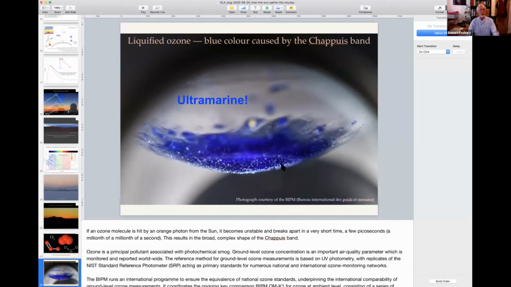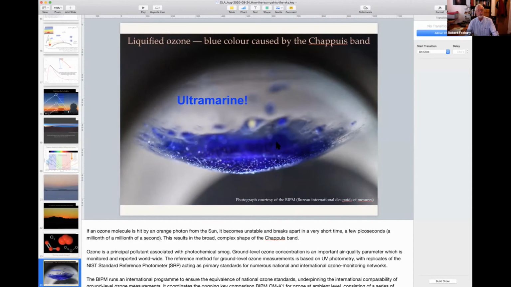This is liquid ozone, which has this very characteristic blue color. It's a very different blue from the blue sky. If you're a painter, you'll use ultramarine for this because it's a slightly purpley blue. It has a red component as well. This is liquid ozone, which absorbs quite strongly, but it's essentially the same absorption that you see in the ozone gas in the atmosphere.